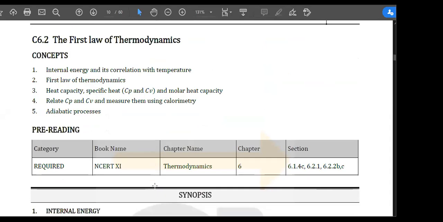Because you have to believe in your concepts now. It is minus P into delta V. If it's compression, then work done on the system is always minus P external into delta V. So it will be a positive value, right?